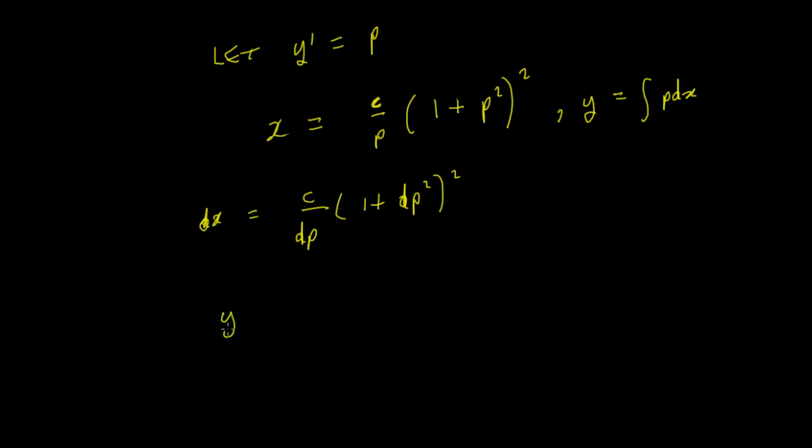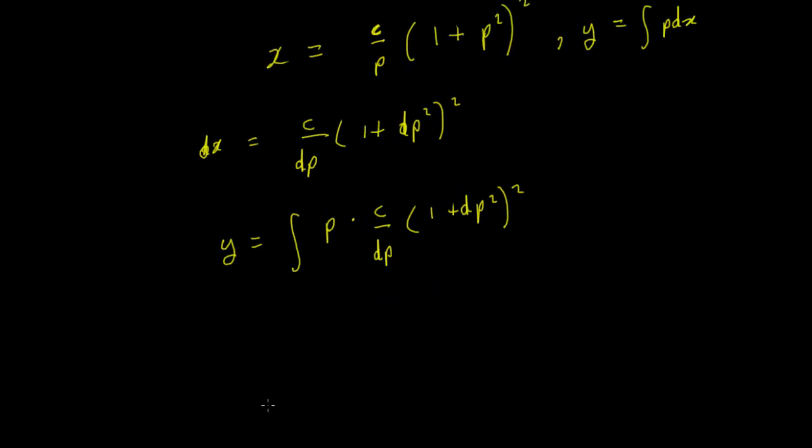Okay, so you'll have y equal to the integral of p times c upon dp, and that would be 1 plus p squared, all squared. Okay, so that could be rewritten: we could take them out as separate. So we'll square these out and take them out separately. This isn't shown in the book, so I had to sit down and figure this out.